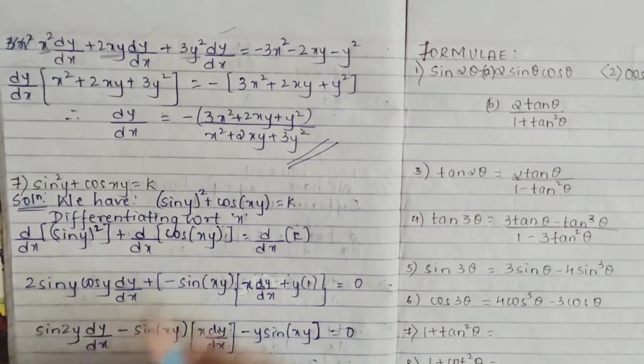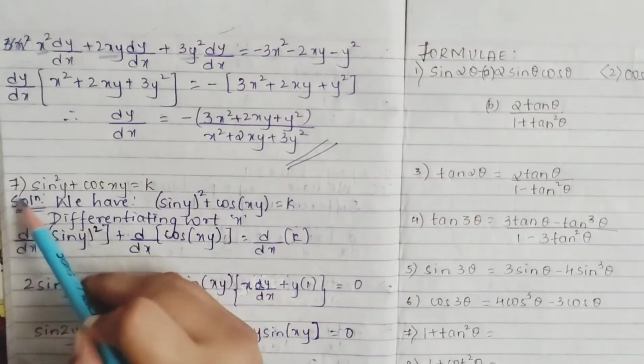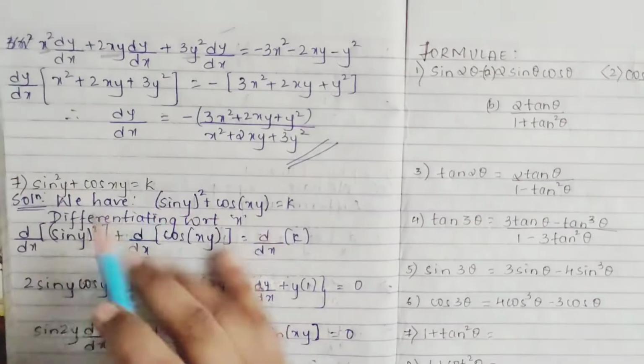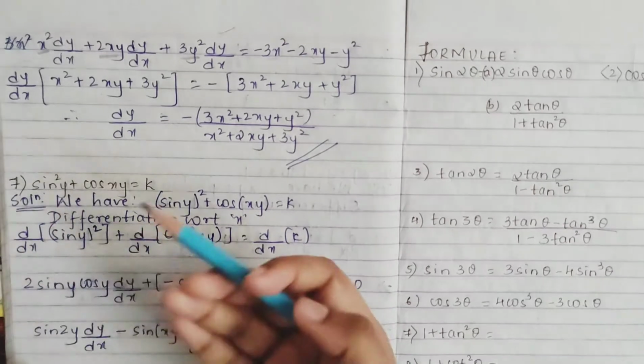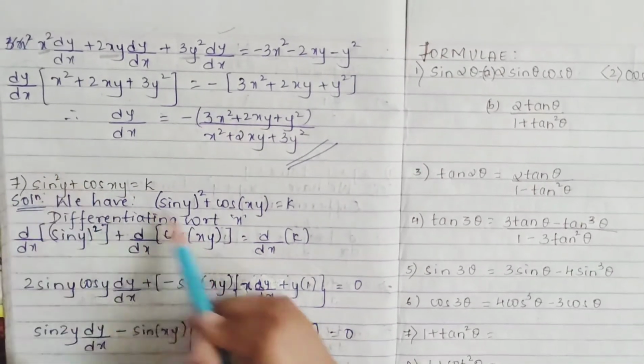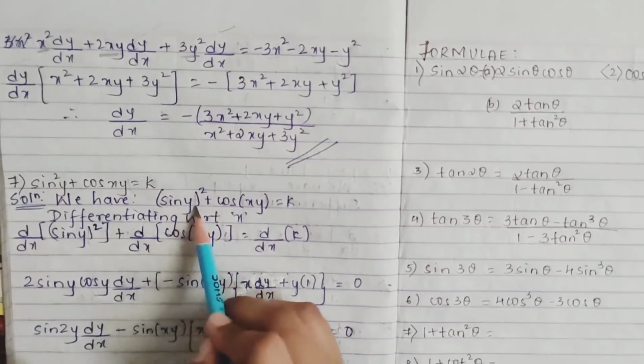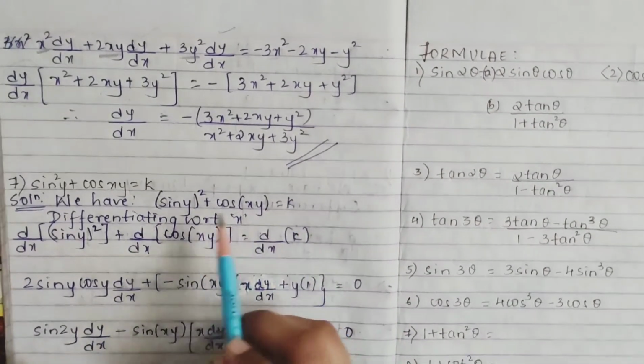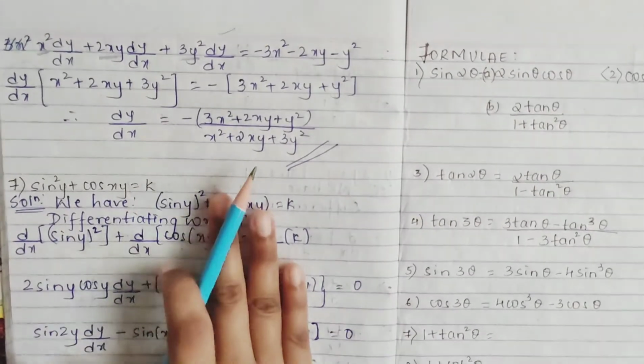So this is your final answer. Next question you see: sine square y plus cos xy is equal to k. Same way, if you are not understanding, if you have sine square, you can write it like this: (sine y) the whole square plus cos of (xy), here I have made a bracket again, is equal to k. So that you can understand while differentiating it will be clear for you.